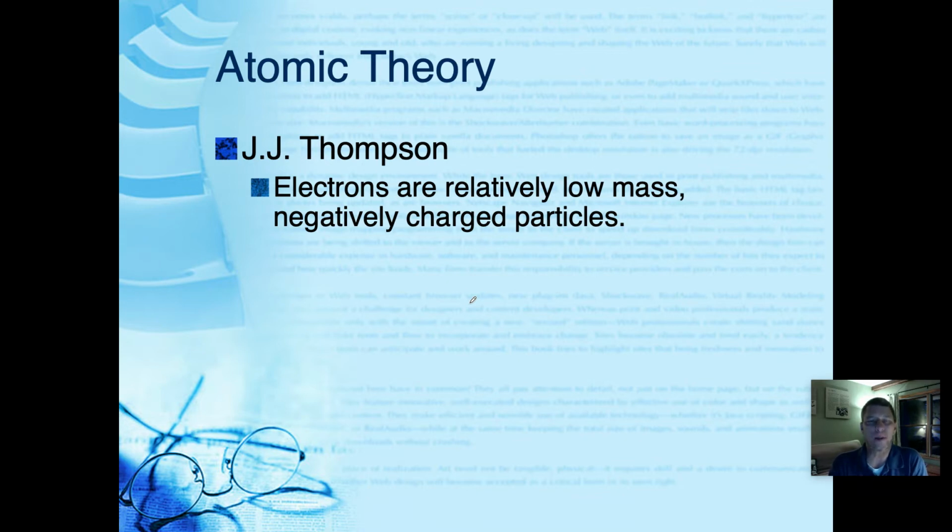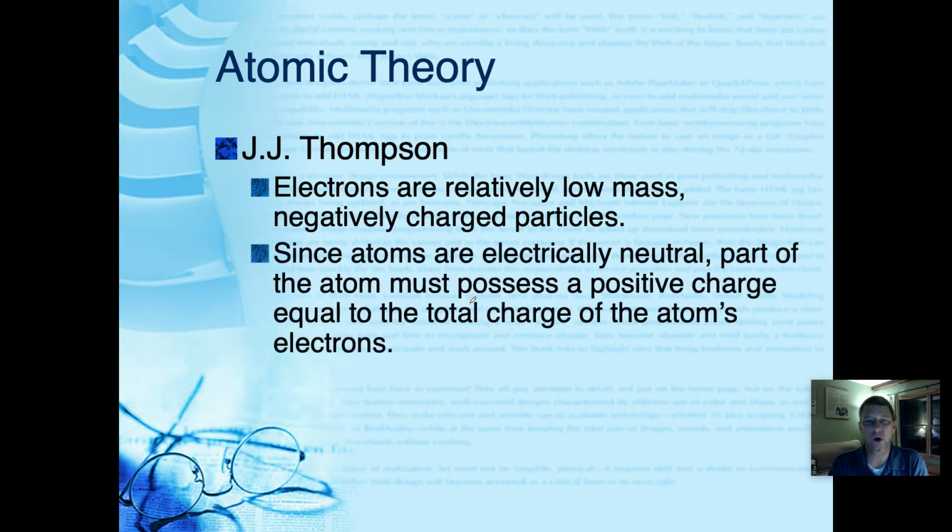But in more recent time, in the early 1900s, a guy by the name of Joseph Thomson said that electrons are relatively low mass and negatively charged particles. Now, Thomson was able to actually calculate the mass of an electron. It was actually Robert Millikan, who we already talked about, who discovered the charge on an electron, but both agreed that they were relatively low mass, negatively charged particles.